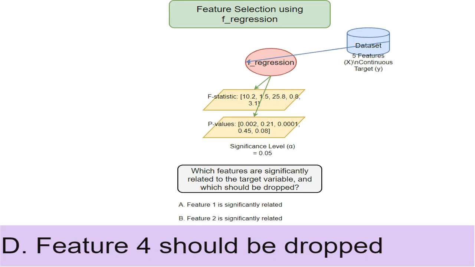Feature 4 has a p-value, 0.45, much larger than 0.05. This indicates it's not a significant predictor and can likely be removed from the model to improve model efficiency and avoid unnecessary complexity.